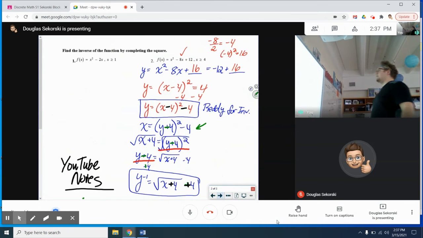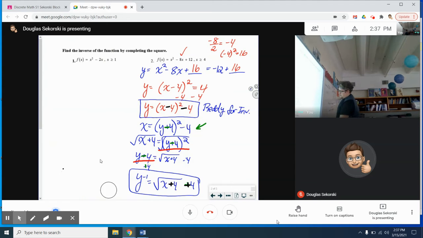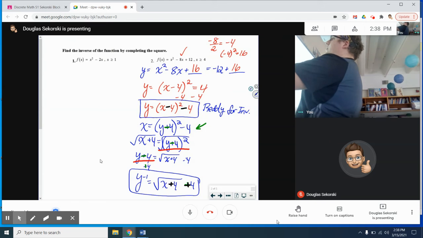So a couple examples here. We actually did number 2 in class, so you can copy that down if you need. But I am going to go through the next example.